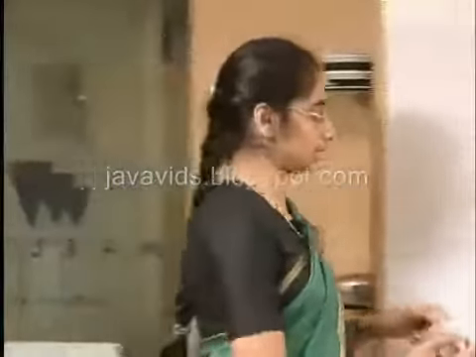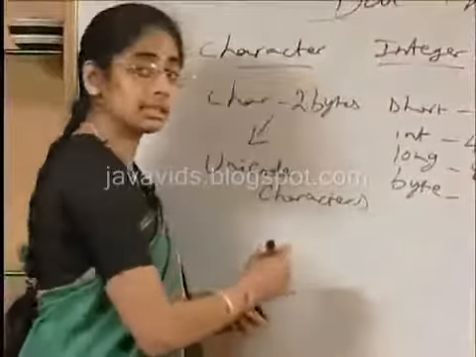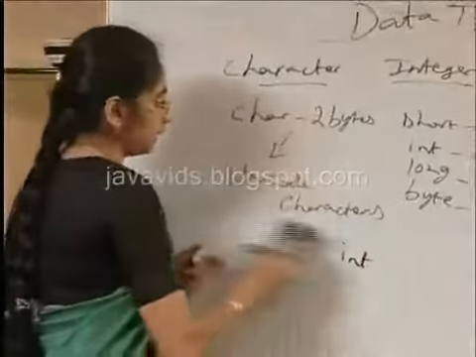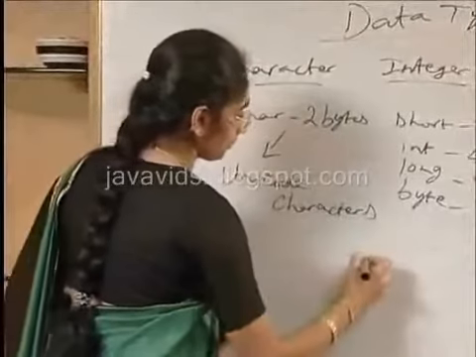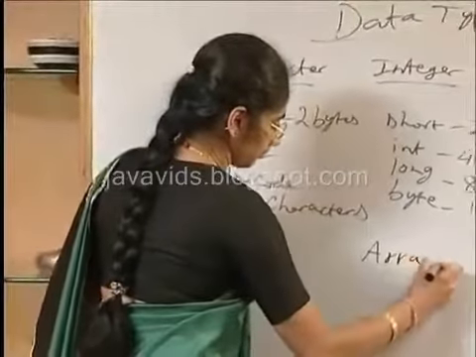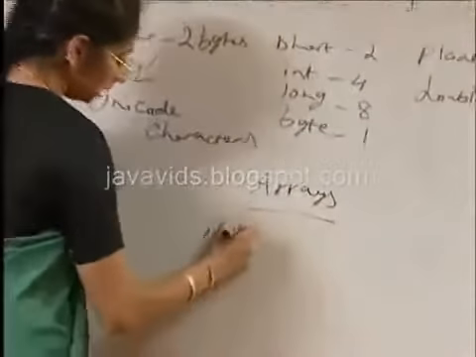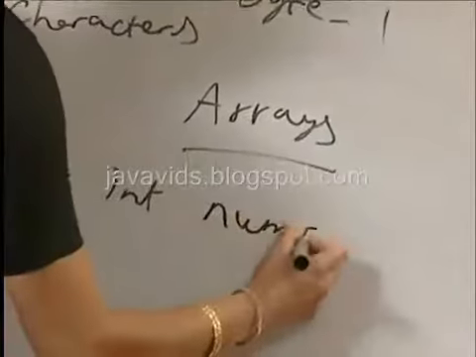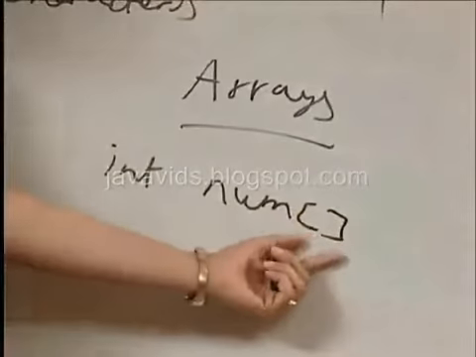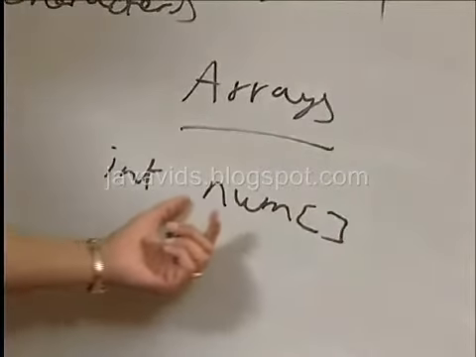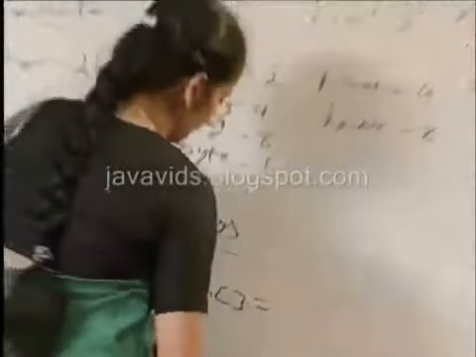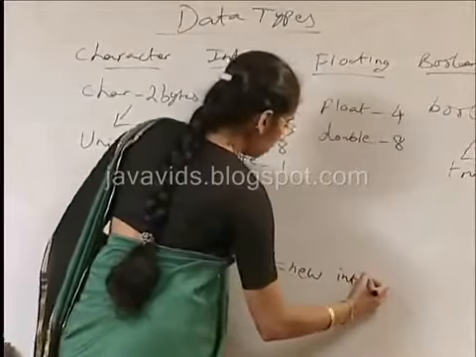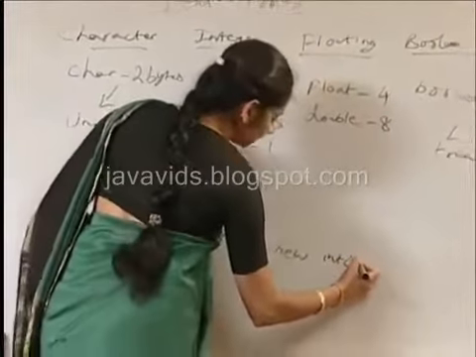We have arrays. Arrays are objects in Java. So if you want to create, for example, an integer array, you would create it likewise. For example, int num. This bracket can be placed either after or before. Is equal to, you need to say new int followed by how many elements in the array.